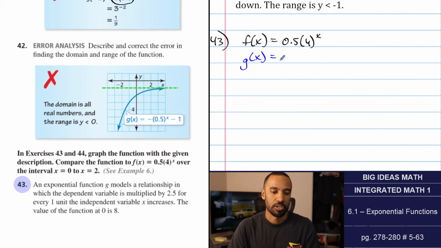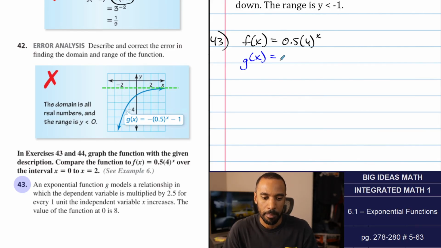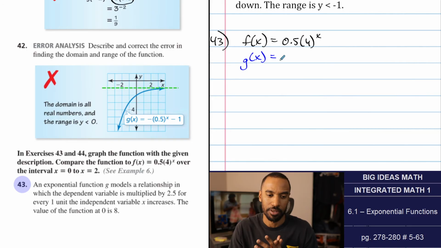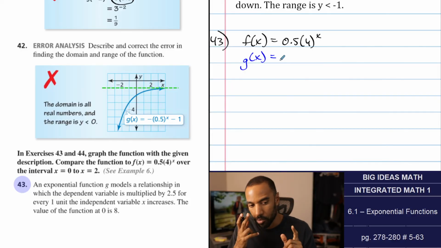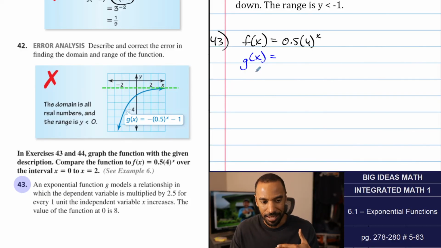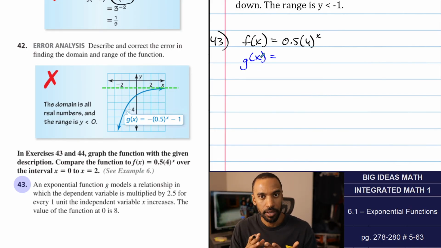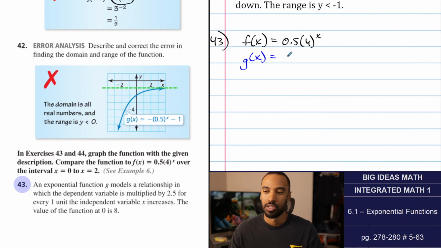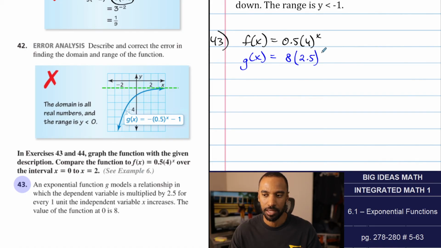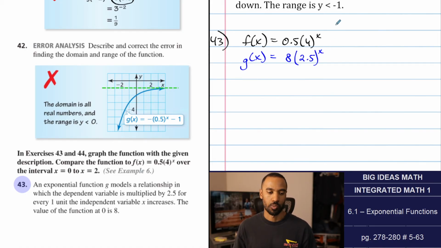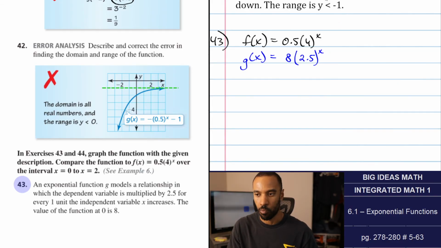Okay, an exponential function g models a relationship in which the dependent variable is multiplied by 2.5 for every 1 unit the independent variable x increases. The value of the function at 0 is 8. Listen, I'm going to go straight to my equations. I know they didn't do that for these examples here, but we've been graphing without use of a table, and I'm going to continue that here as well. When they say at 0 is 8, the value of the function here, then we can refer to this as the y-intercept, therefore the a value. So 8 is the y-intercept, and then 2.5 here is the growth factor of this one. It's multiplying by 2.5 every time x increases by 1, and that's what this is.